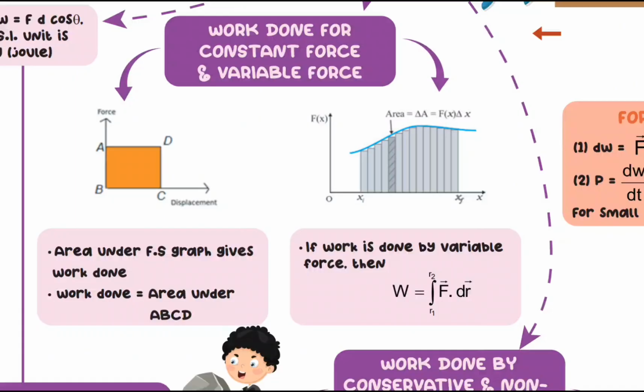Work done for constant force and variable force. Area under the force and displacement graph gives work done. Work done equals area under ABCD. And if work is done by a variable force, then work is equal to integral F dot dr.